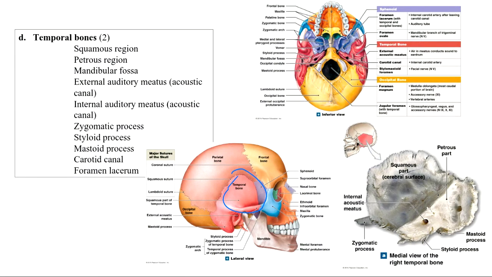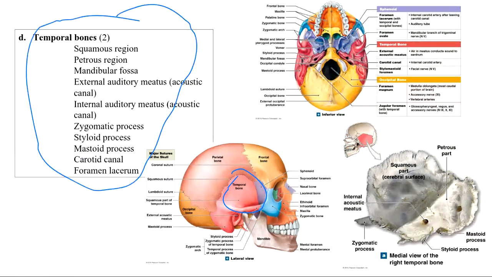So all the sites that are listed in this box, that's what you want to be able to identify for the temporal bone. And so just roll through those, find those on your images. And again, you may have to hop around a slide or 2 to find every single one, but you should be able to find all of them within these images.